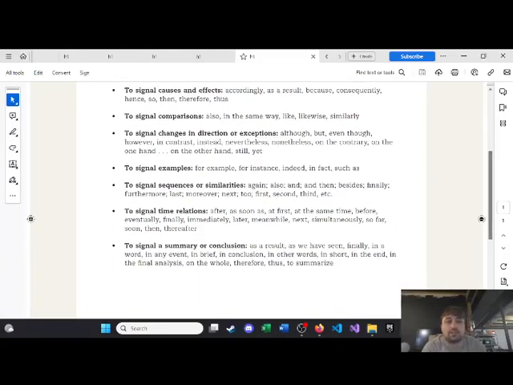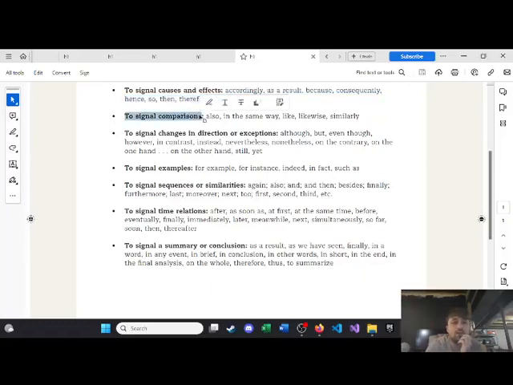So transitions can signal causes and effects. So here are some examples. Accordingly, as a result, because, consequently, hence, so, then, therefore, thus. So those all indicate a cause and effect, right? So the cause has happened, and now we're going to describe the effect. So we transition from cause to effect.